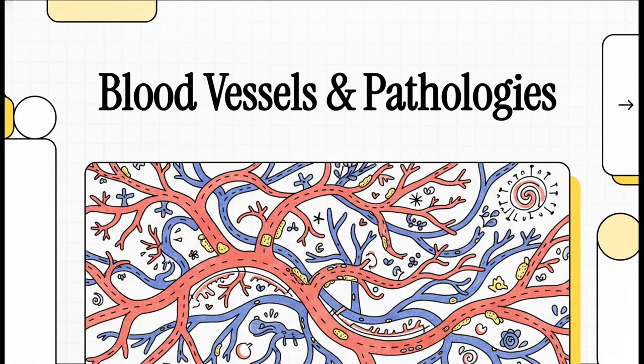Right, today we're tackling something that's basically the entire infrastructure of the human body. Our blood vessels. I want you to think of them like the plumbing, the highways, the wires, everything that keeps the lights on. If they go wrong, everything goes wrong. So yeah, it's a pretty important topic.